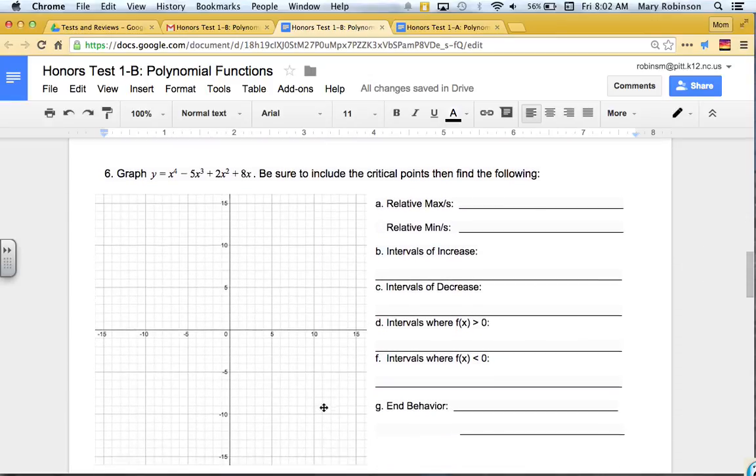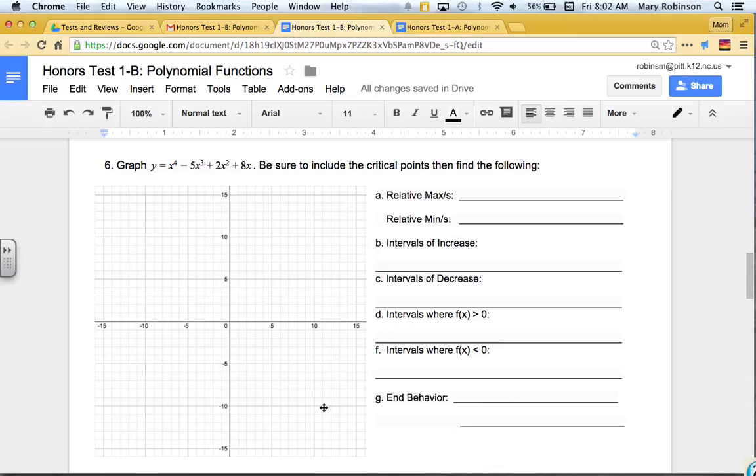Six, graph y equals x to the fourth minus 5x cubed plus 2x squared plus 8x. Be sure to include the critical points, then find the following. A, relative max or maxes, relative min or mins. B, intervals of increase. C, intervals of decrease.